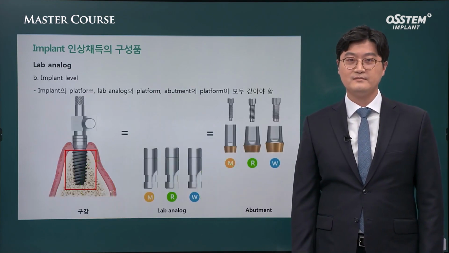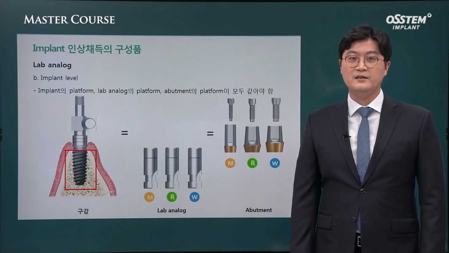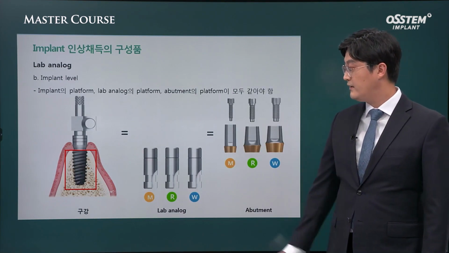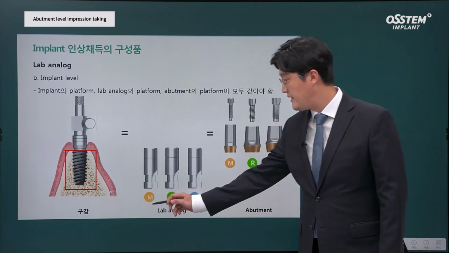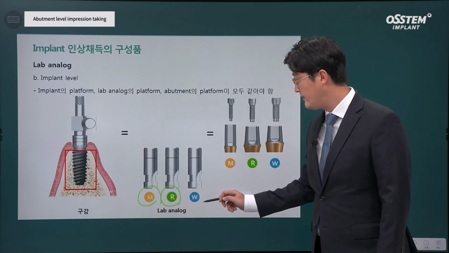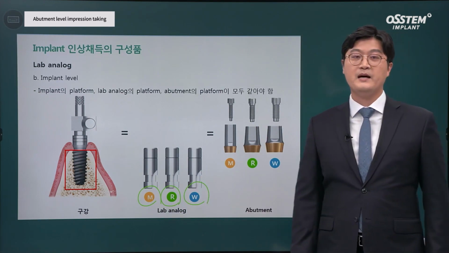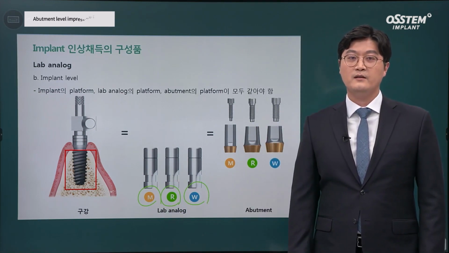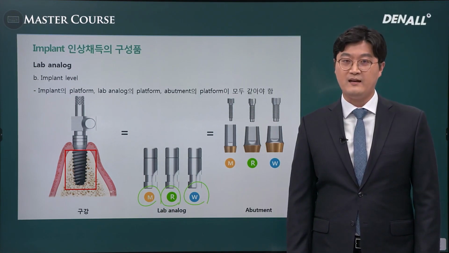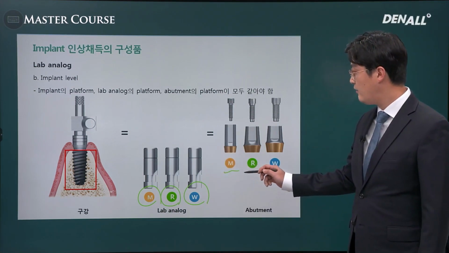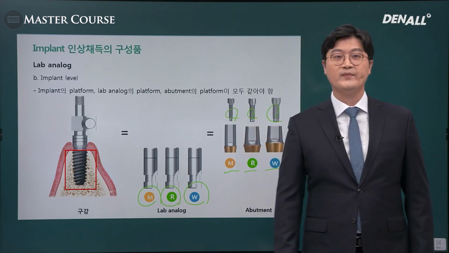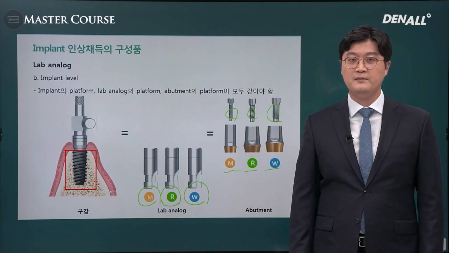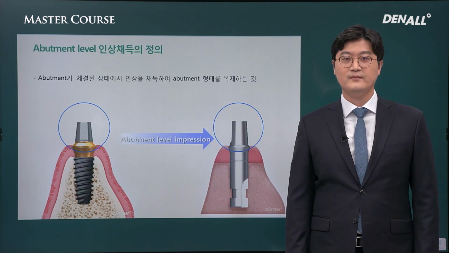Implant level impression taking. Austin provides 3 different diameters of implants: mini, regular, and wide. And they have different lab analogs and pickup type impression copings. So stock abutments and screws would be different depending on them. Therefore, the abutment level impression taking requires all of these components.